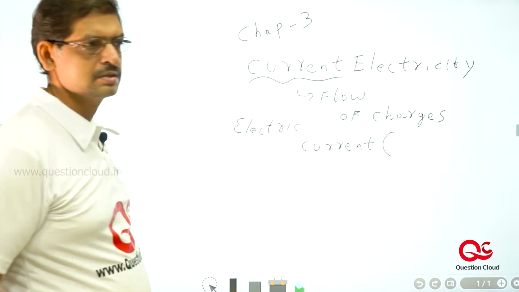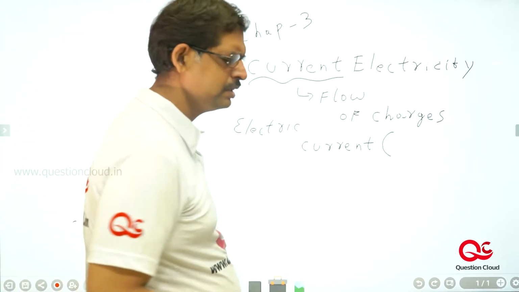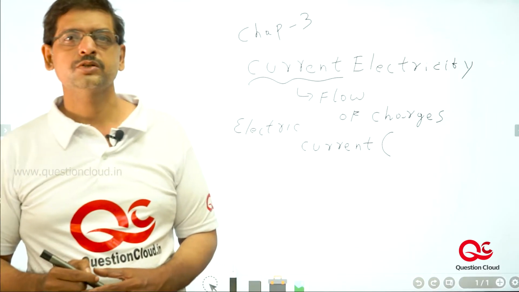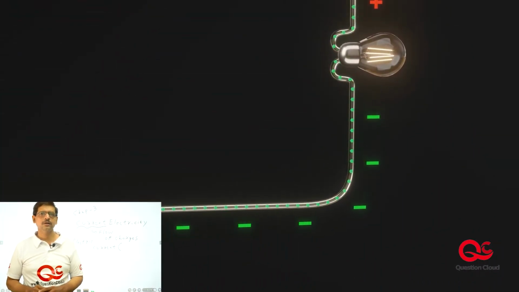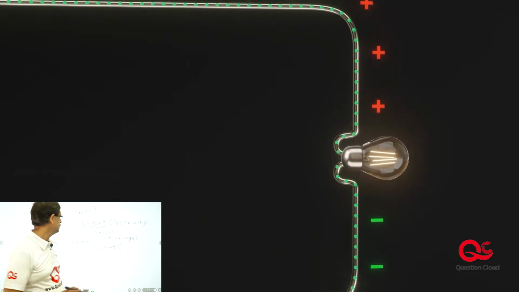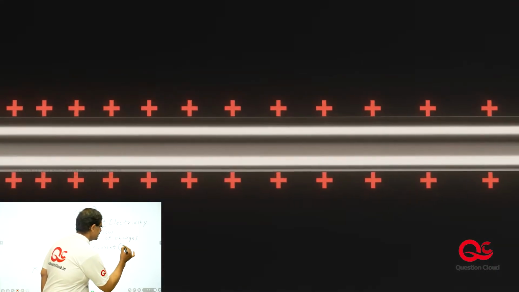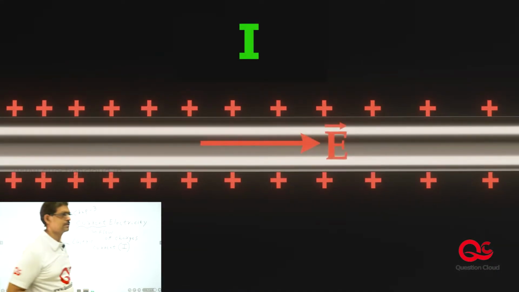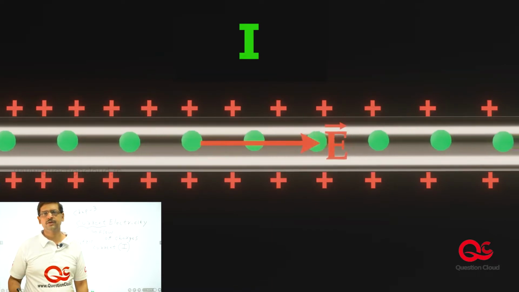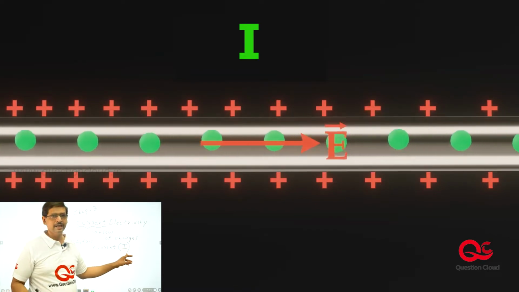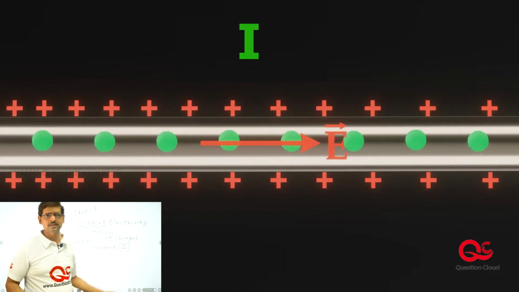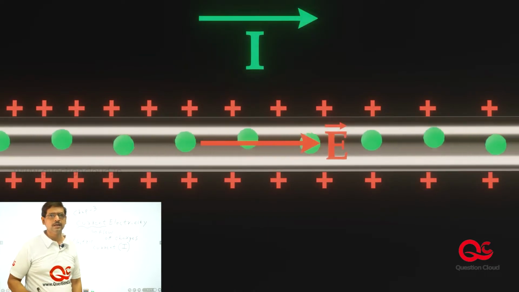So what is the symbol of electric current? Whenever you see any quantity in physics, make sure you know and recollect the symbols properly. The symbol for electric current is capital I, which represents intensity of current. I means how strong the current is. That is called the intensity of current, I.